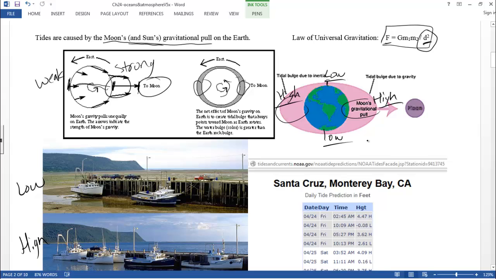And here's the tidal forecast for Santa Cruz, in case you want to go surfing. We got 2 high tides and 2 low tides. And these are the changes in the sea level in feet.